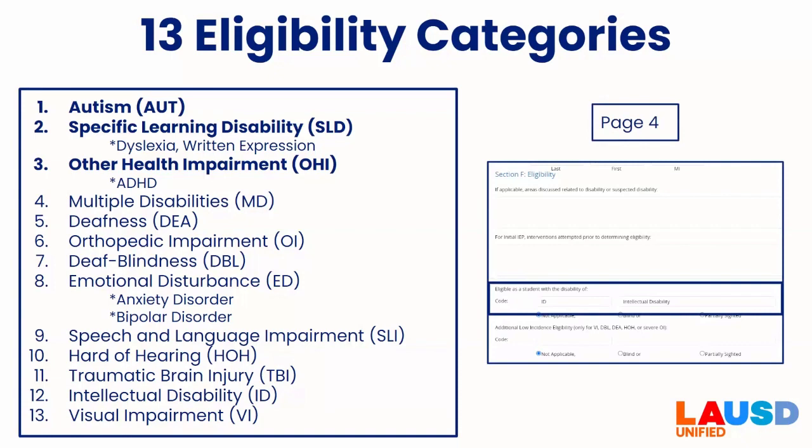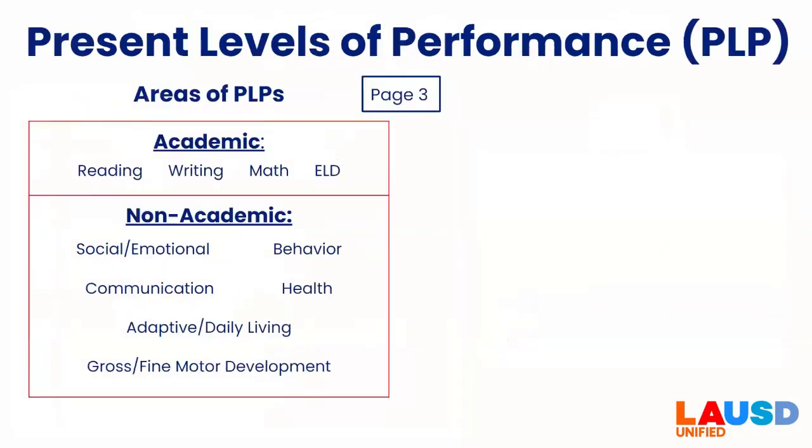Besides a student's eligibility, we can get a good understanding of how a student is performing based on the present level of performance, or PLPs, included in the IEP. A student's PLP is key in setting annual goals. There are different areas that a PLP might address.